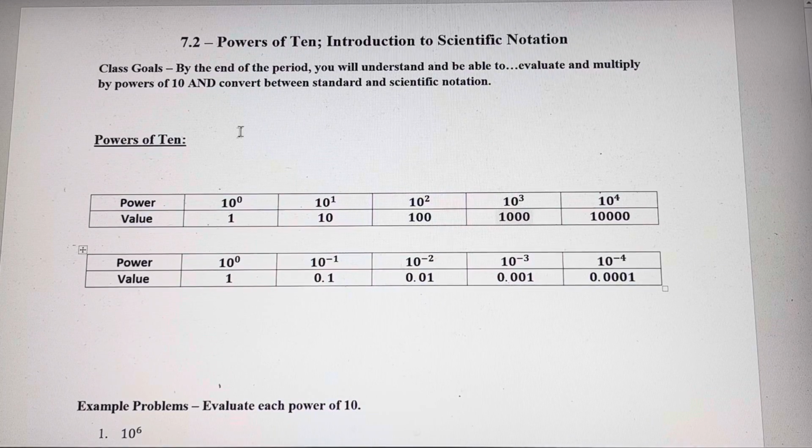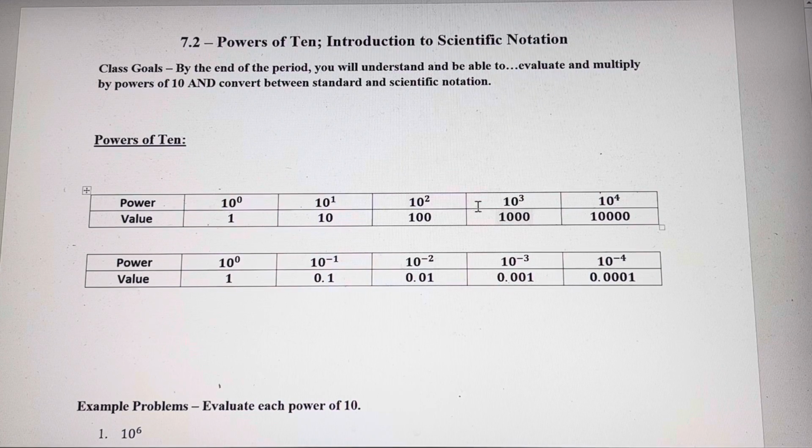All right, so in this video, we're going to talk about powers of 10. Let's go through some of the powers of 10, and then we'll evaluate some powers of 10 and multiply some powers of 10. In the next video after this, we'll go over an introduction to scientific notation. So first thing, let's look at the powers of 10.